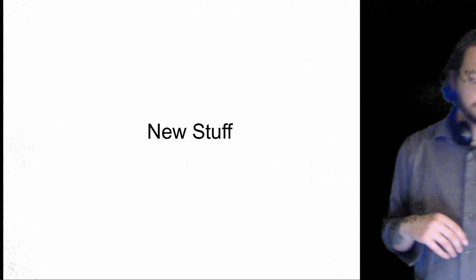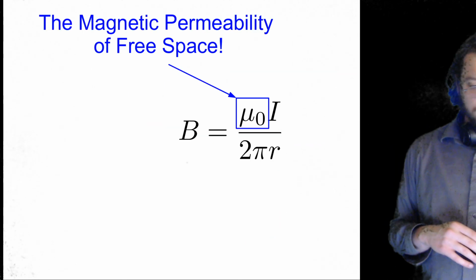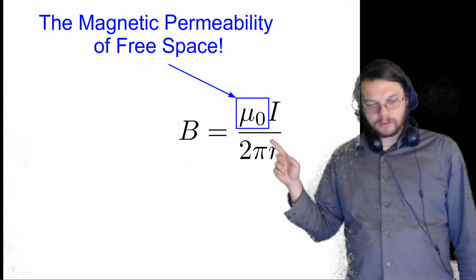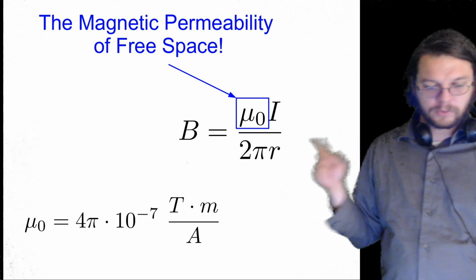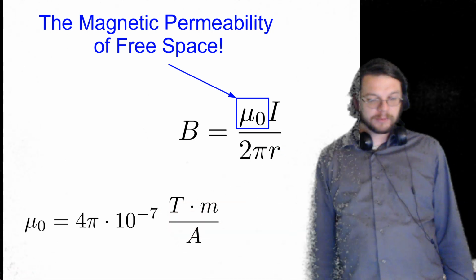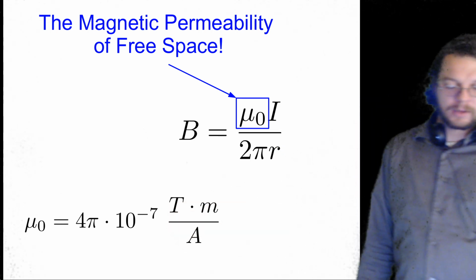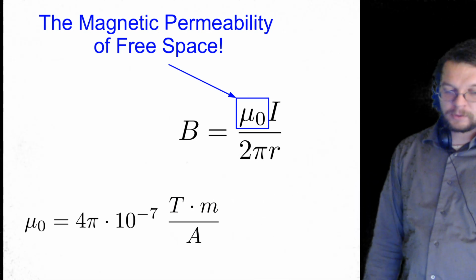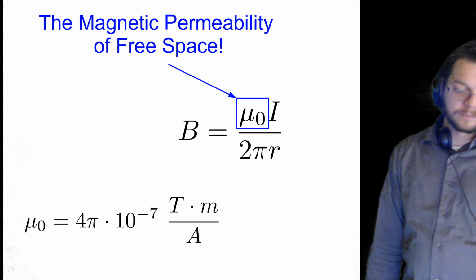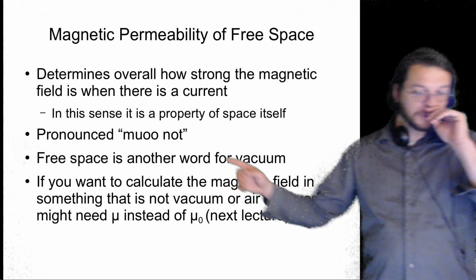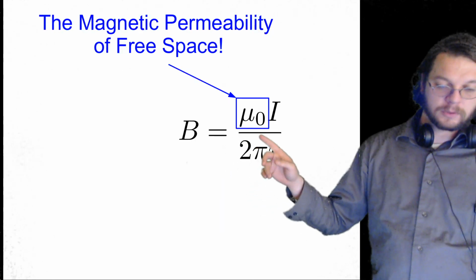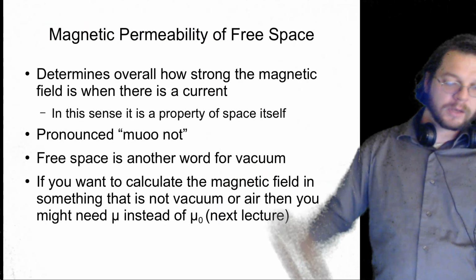All right, let's talk about some new stuff. What is this symbol? This is what's called mu 0. The constant is given by this, 4 pi times 10 to the minus 7. And I will give you that equation on the midterm. You won't have to memorize it, although it's not too hard to memorize if you wanted to. This is referred to as mu naught. Sometimes 0 is referred to as naught. So this is mu naught.